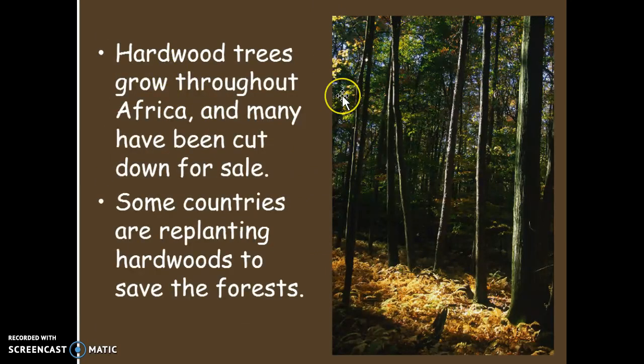Africa has rich hardwood tree resources, so lumber resources. They grow throughout Africa. Many have been cut down for sale. Some countries are replanting hardwoods in order to be able to save the forests. This is a particular concern in the Democratic Republic of the Congo, where they are losing rainforest to the lumber industry and to farming.